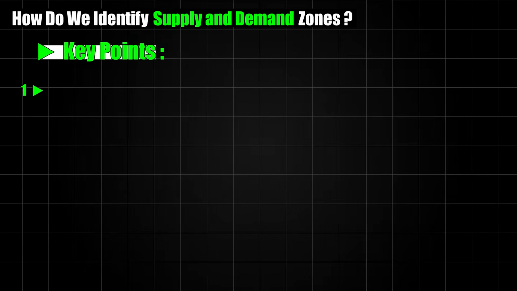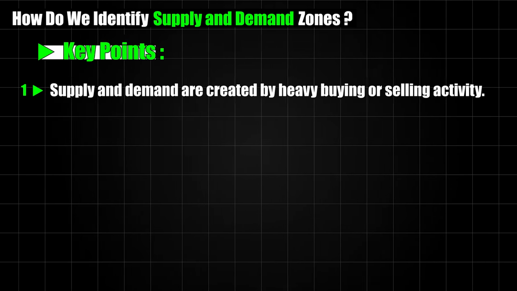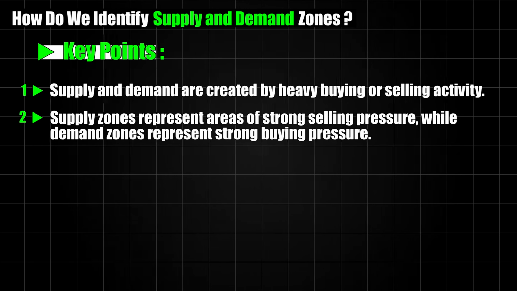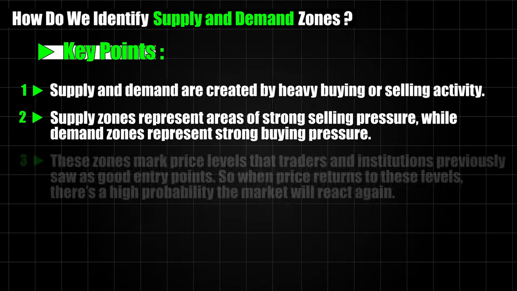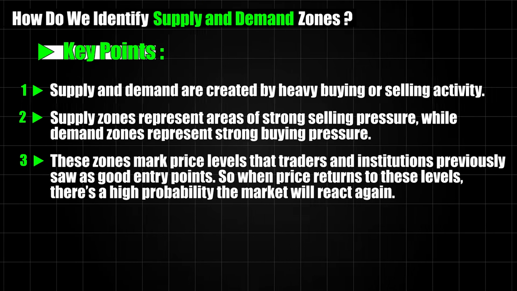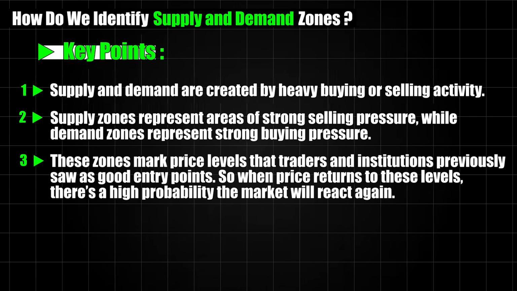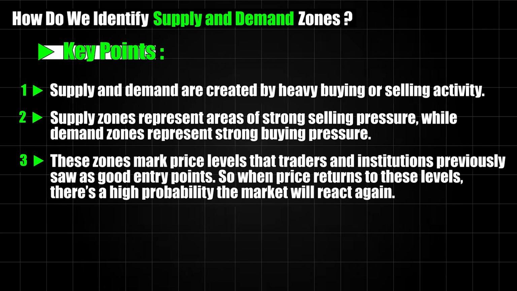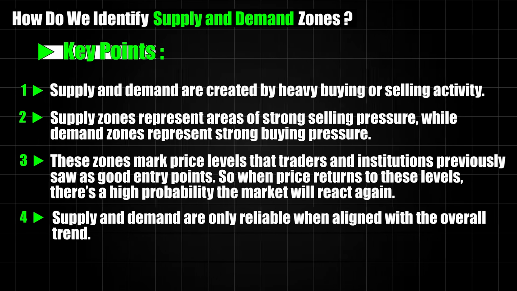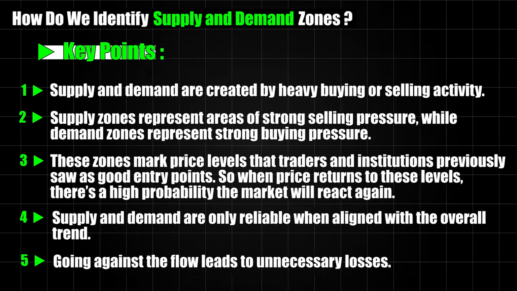Let's recap the key points so far. Supply and demand are created by heavy buying or selling activity. Supply zones represent areas of strong selling pressure, while demand zones represent strong buying pressure. These zones mark price levels that traders and institutions previously saw as good entry points. So when price returns to these levels, there's a high probability the market will react again. And most importantly, supply and demand are only reliable when aligned with the overall trend. Going against the flow leads to unnecessary losses.